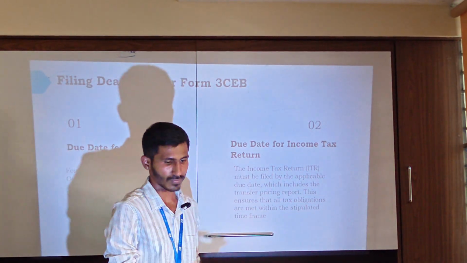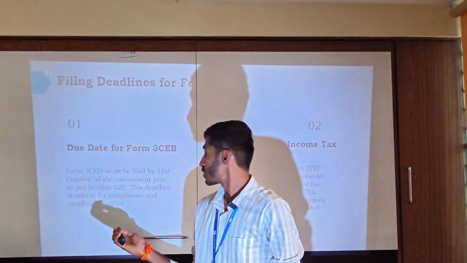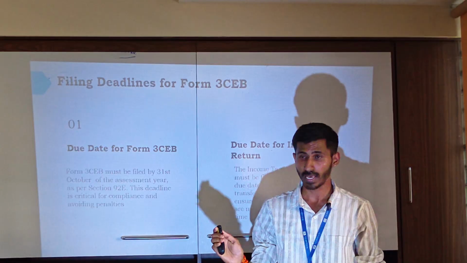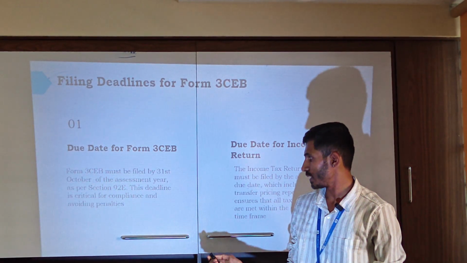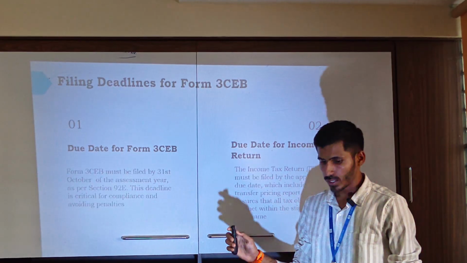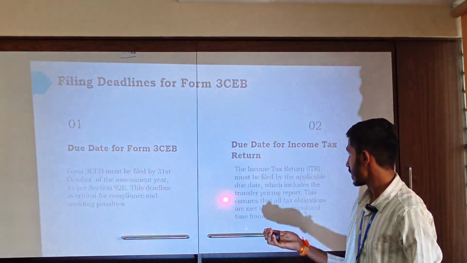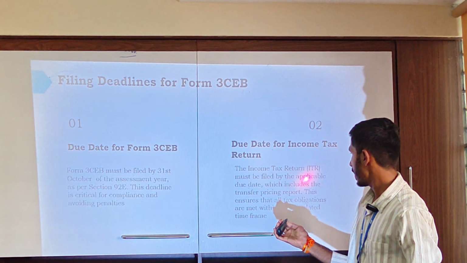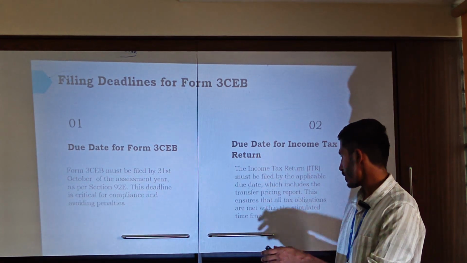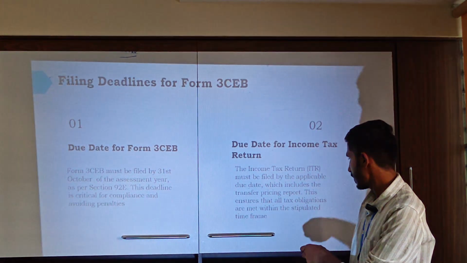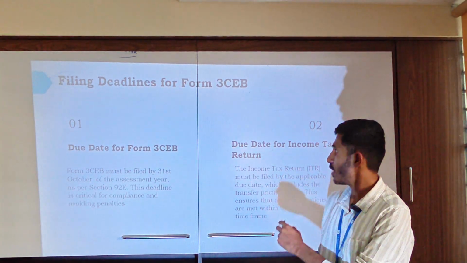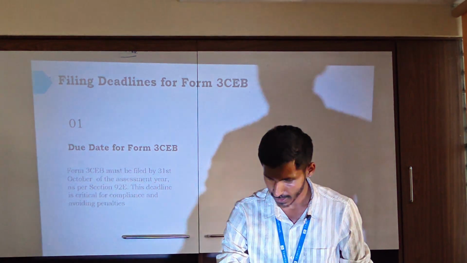Filing deadlines for Form 3CB. So, due date. Form 3CB must be filed by 31st October of the assessment year as per section 92E. This deadline is critical for compliance and avoiding penalties. And due date for income tax return. The income tax return must be filed by the applicable due date, which includes our pricing report also. This ensures that all the tax obligations are met within the stipulated time. So this is the deadline for Form 3CB, transfer pricing report.